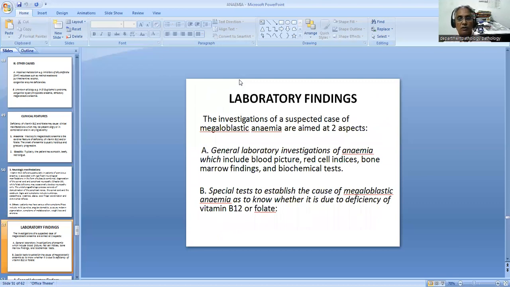How can you diagnose megaloblastic anemia in the lab? Laboratory investigations in a suspected case of megaloblastic anemia are aimed at two aspects. Number one, general laboratory investigations of anemia, which include hemoglobin, blood picture, red cell indices, bone marrow findings, and biochemical tests. Then the second group of investigations could be special tests, which are to establish the cause of megaloblastic anemia, as to know whether there is a deficiency of vitamin B12 or folate or both.